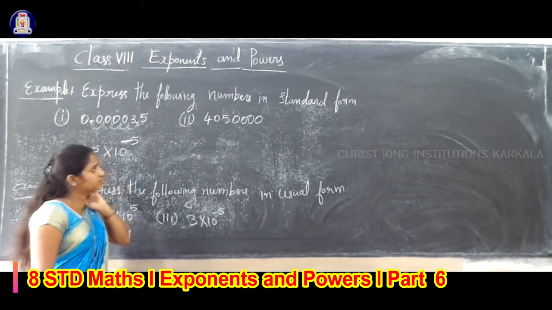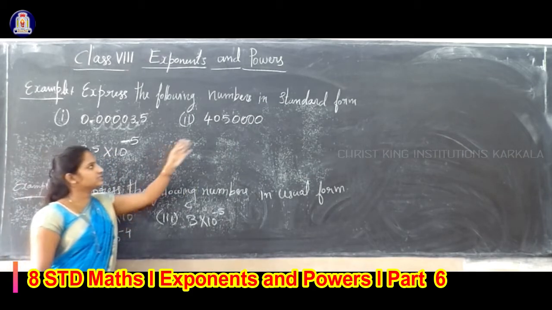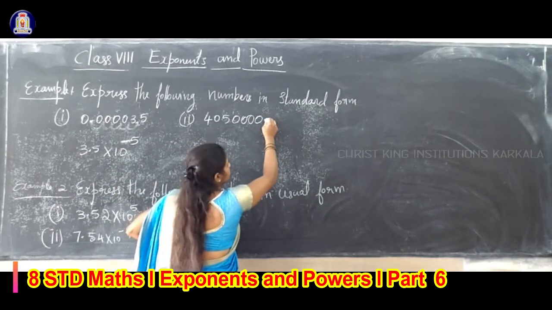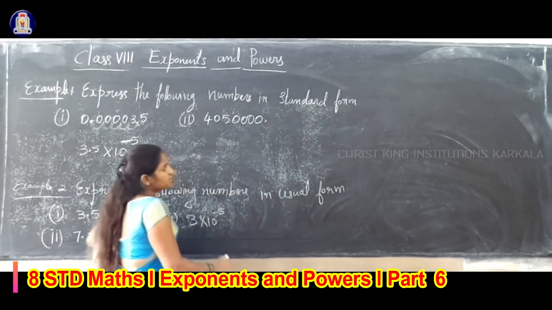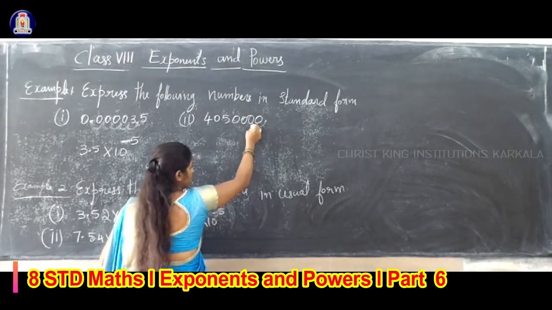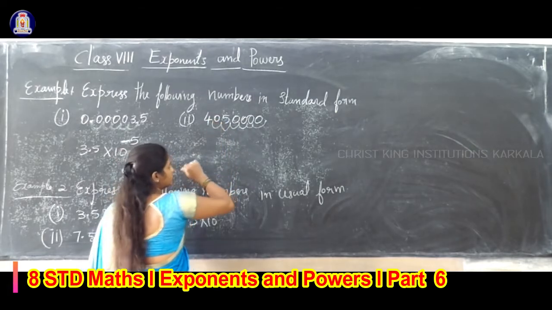4050000. Okay? So this is how we can write it in standard form. In this number there is no decimal point, right? So you can consider the point is here, at the end. Now you have to write in standard form, right? So start counting 1, 2, 3, 4, 5, 6. Six places, correct?